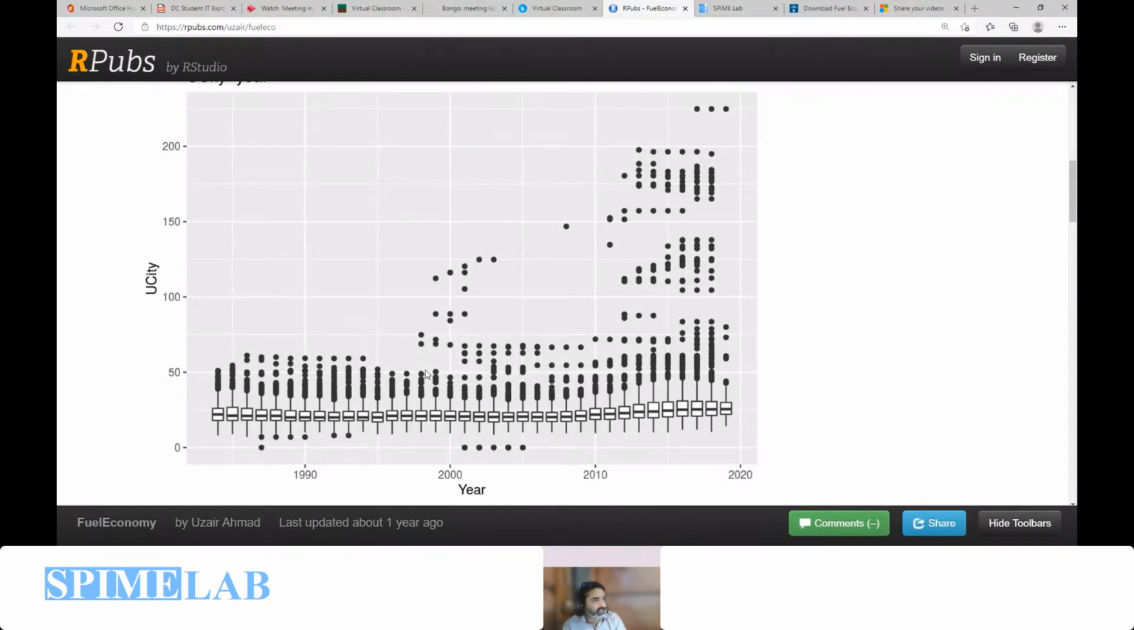The third insight you can get is that after around 1998, there are some cars that started to pop up in the market, and they are doing exceptionally better in terms of miles per gallon. And after 2012, even better cars are coming into the market, and some of them are doing 200 plus miles per gallon. So there is a new category of cars appearing here that are doing exceptionally good.